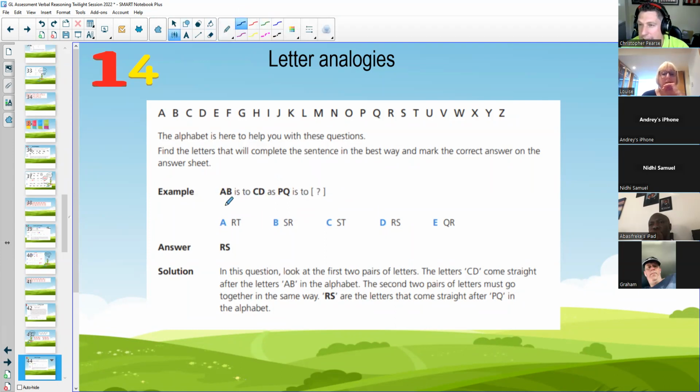A, we don't go from A to B. We go from A to the first letter of the second pair, which is C, and we know, of course, that is +2. We then go to the first letter of the third pair, and we say, right, we've added 2 from A to C, so we're going to add 2 from P, and we get an R.